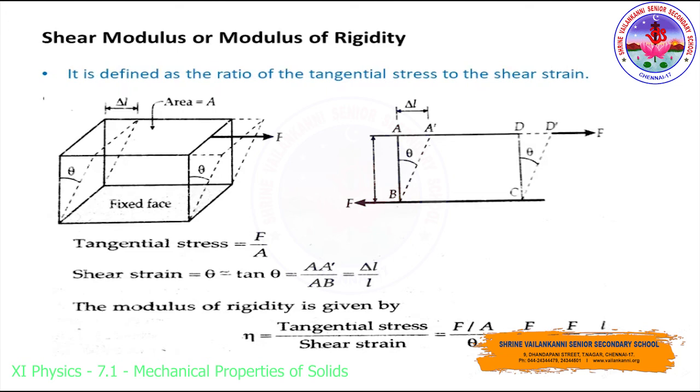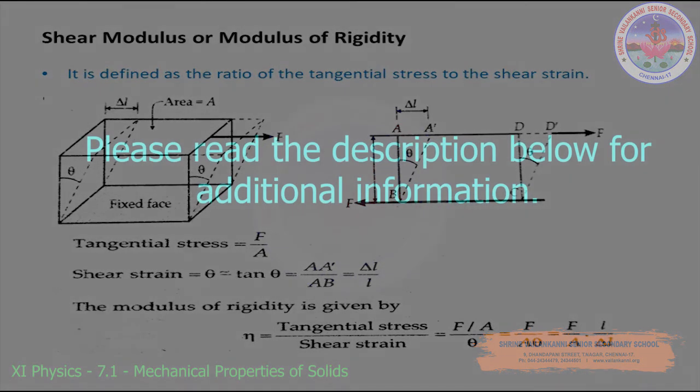Right? So the modulus of rigidity is the tangential stress by shearing strain. So eta is equal to F by A divided by theta, which is equal to F by A into L by del L. So we can say the modulus of rigidity, or shear modulus, is the ratio of tangential stress to the shear strain. Got it? Thank you, students.